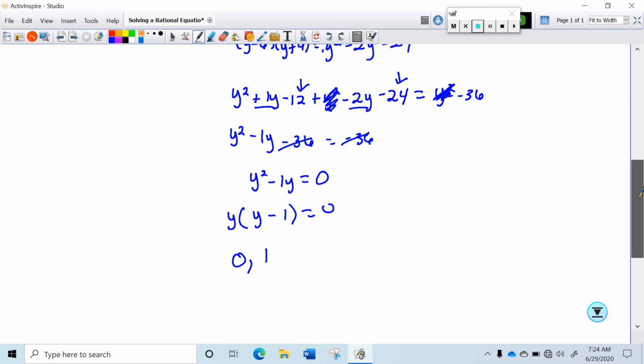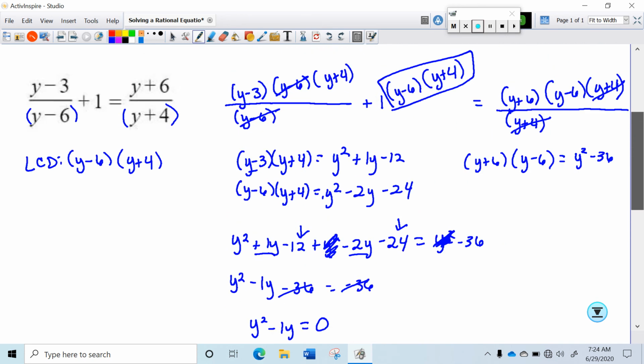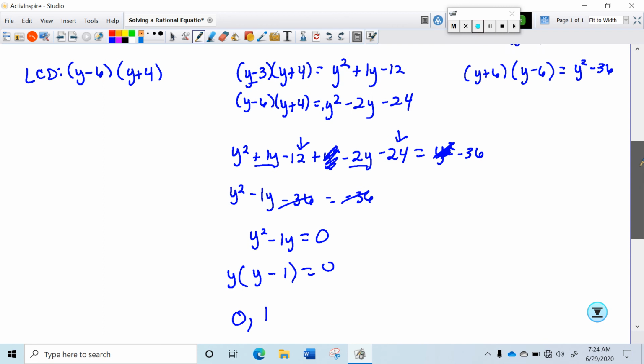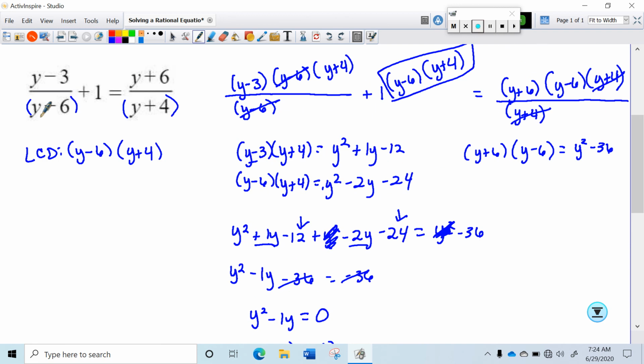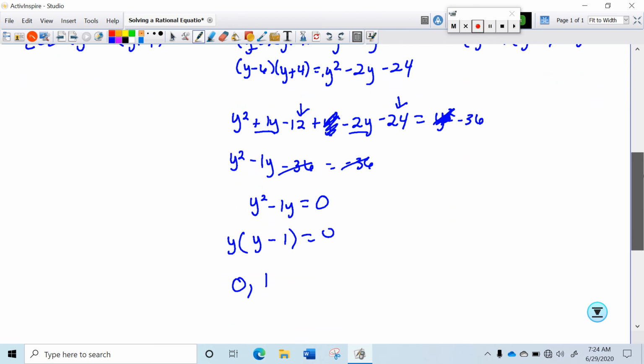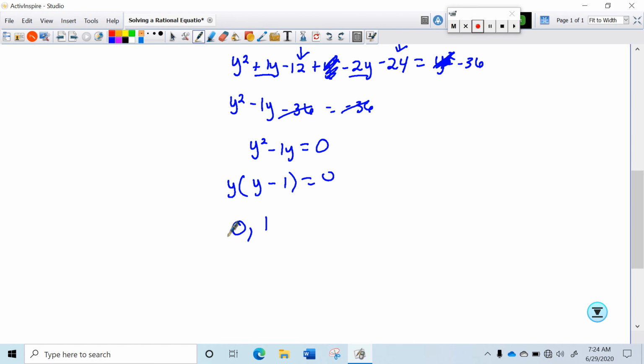So let's go check that against our original denominators. 0 and 1 is what we got. On this, the opposite of negative 6 is positive 6. The opposite of positive 4 is negative 4. That means if we had gotten 6 or negative 4, whatever one that is, would not be part of our answer. But that's not what we got. So our final answer is 0 and 1.